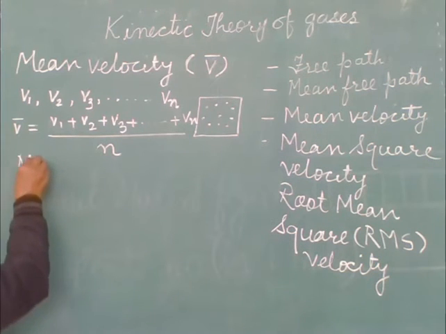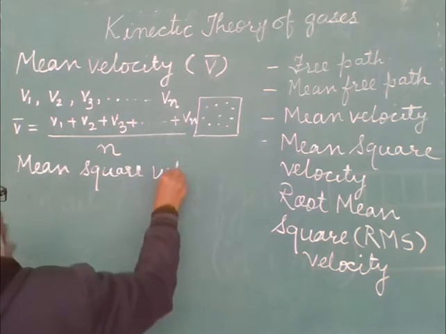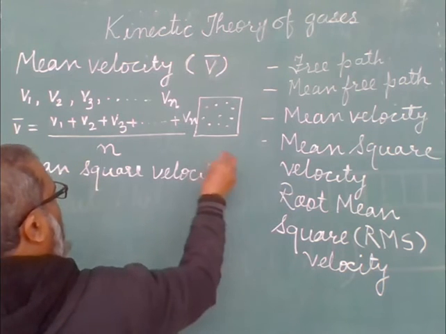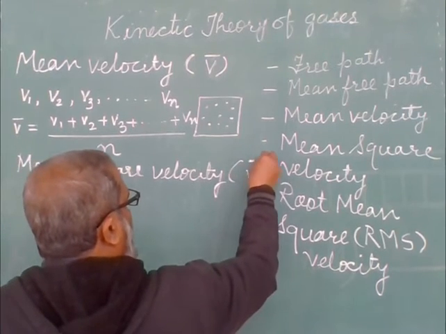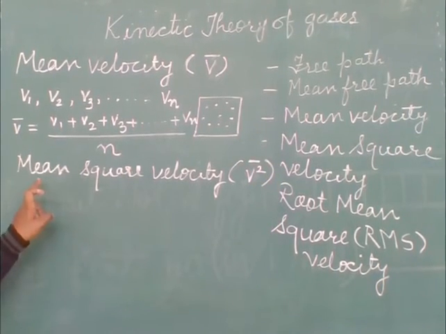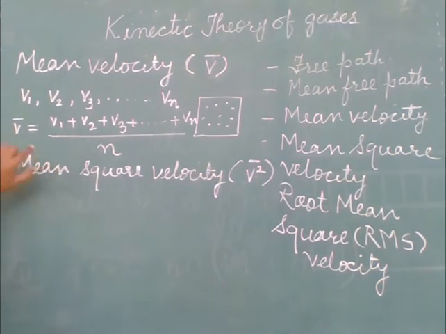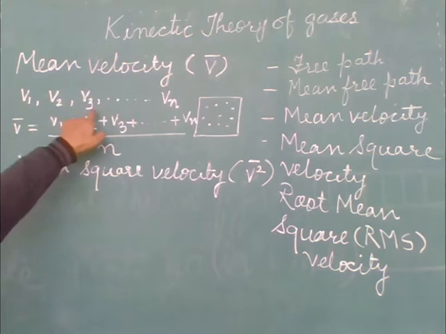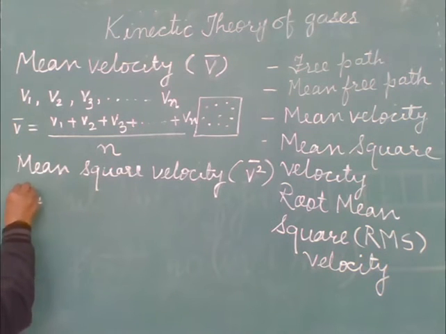Mean square velocity. It is represented by the symbol V square bar. This is the symbol for mean square velocity. In this case, it is again the average of the squares of the individual velocities. So according to the definition, V square bar will be equal to the average of the squares.